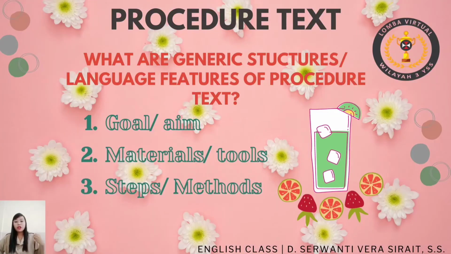What are the generic structures of procedure text? There are 3. The first is goal or aim or title. The second is materials or tools. And the last is steps. Goal or aim or title explains the purpose of the text. For example, how to make iced fruit cocktail with condensed milk, or how to make a Facebook account.